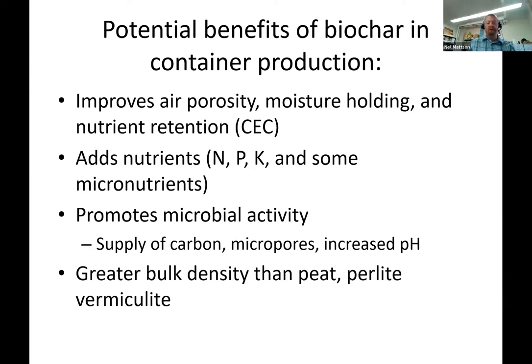In terms of nursery production, biochar does have a greater bulk density, so it's heavier per unit volume than light substrate amendments like peat, perlite, and vermiculite. So I always think there's some benefit, at least to a point, of increasing the weight of nursery substrates so that they hold plants more securely. Plants are less likely to topple over in wind, for example.